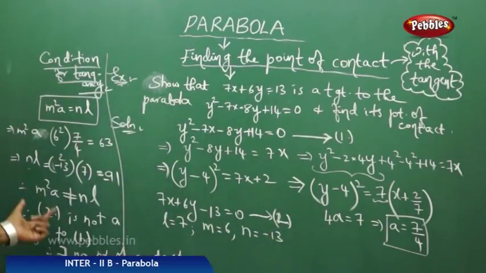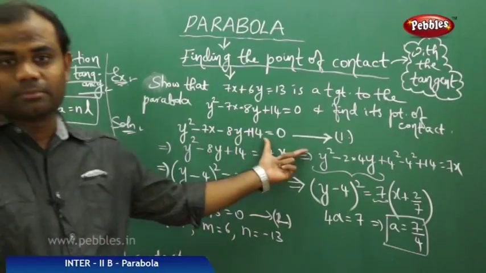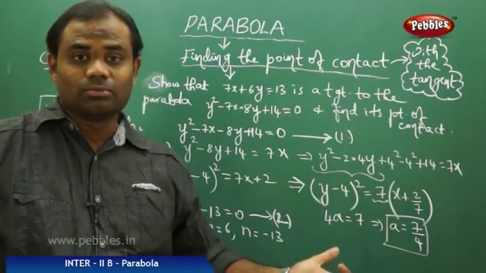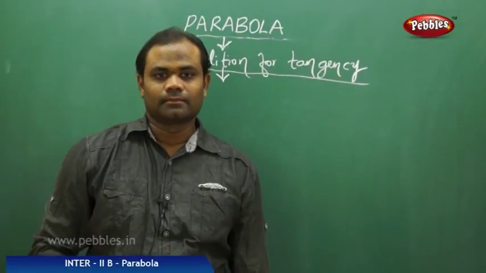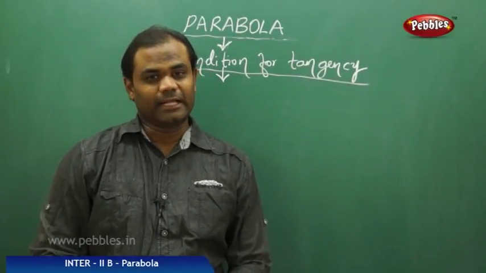So this condition doesn't satisfy, therefore this line is not a tangent to the parabola, and hence there is no point of contact.